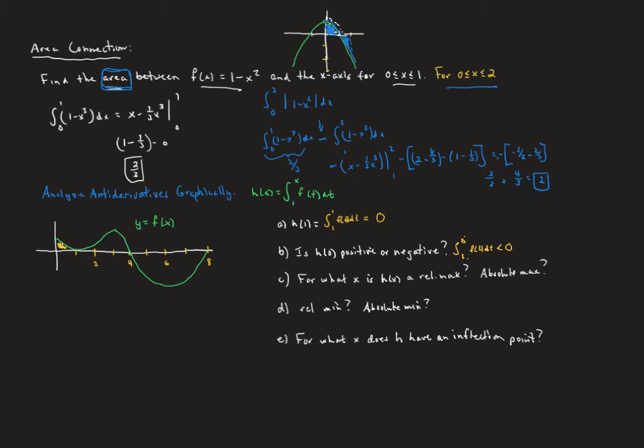For what values of x would we have a relative maximum? Well, we need to recognize that h prime of x is going to be f of x. That's from our fundamental theorem of calculus. And the curve we're looking at in green over here is f of x. So to find a relative max, we want to know where the derivative changes from positive to negative. And the only place we see that that happens is going to be here at x equals 4. So we will have a relative maximum at x equals 4.